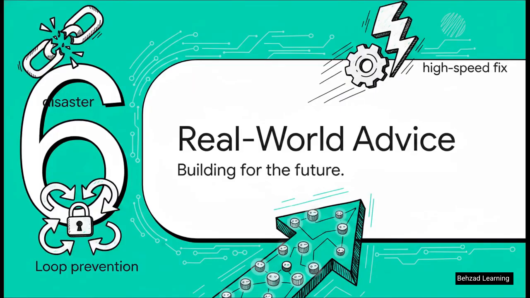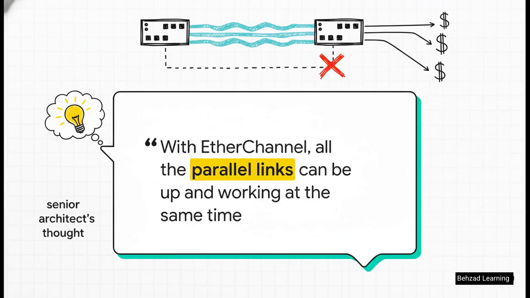Finally, part 6, the architect's real-world advice, building for the future. Let's take a step back and look at what this all means for you and your career. And this brilliantly illustrates the exact difference between just knowing the basics and actually thinking like a senior architect. Look, anyone can plug in a backup cable and just let RSTP block it. But a truly great engineer optimizes their environment. By layering EtherChannel underneath RSTP, you instantly survive those catastrophic failures while simultaneously maximizing every single dollar your company spent on infrastructure. It's a win-win.